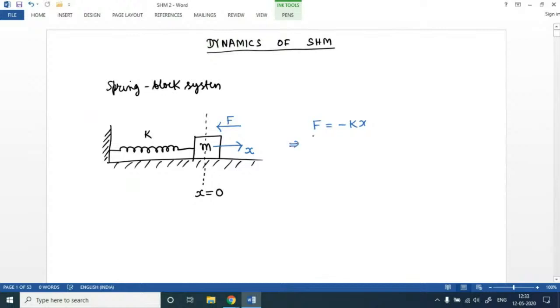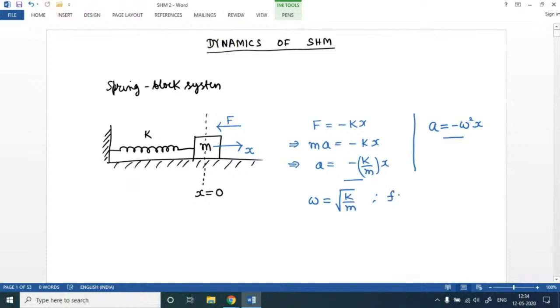And we can very well write F is equal to ma is equal to minus kx. So a, you should realize, is nothing but minus k by m into x. Previously, when we were studying the kinematics of SHM, we learned that a is equal to minus omega square x for SHM. So comparing this equation and this equation, simply the angular frequency is root under k by m. Frequency also you can find out.